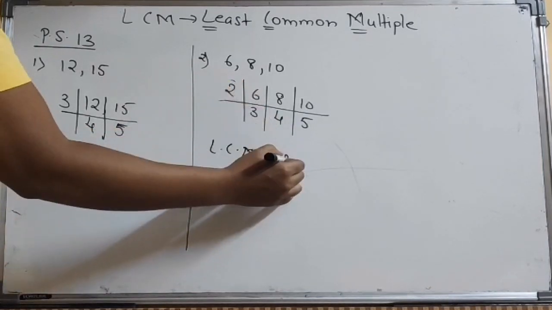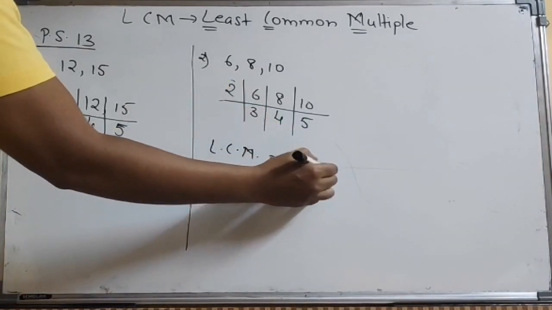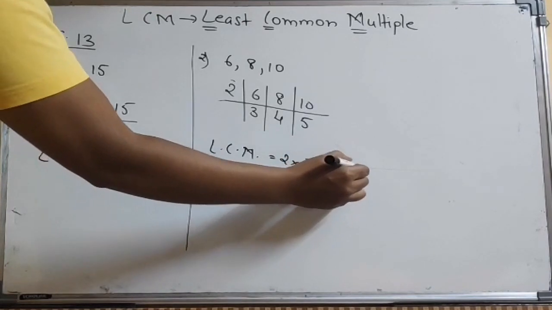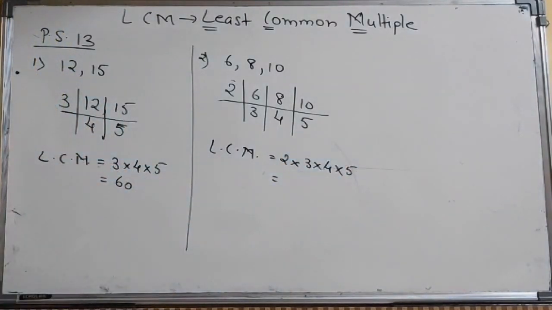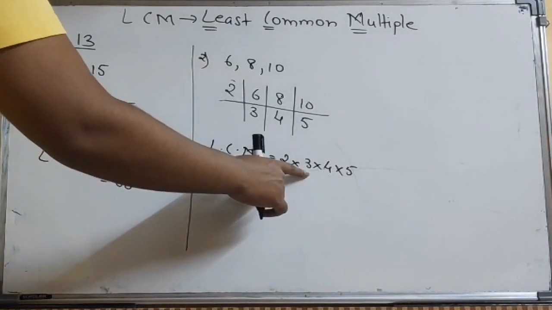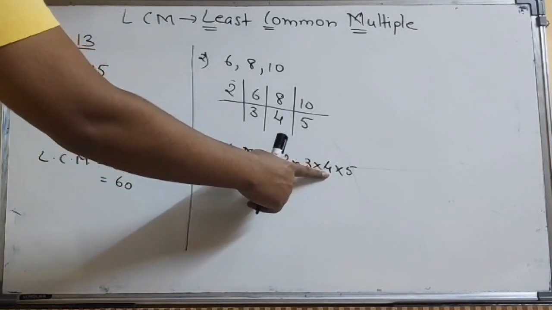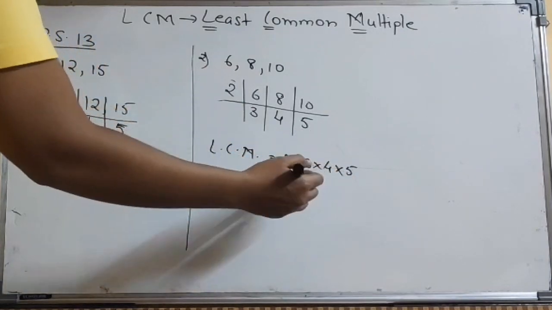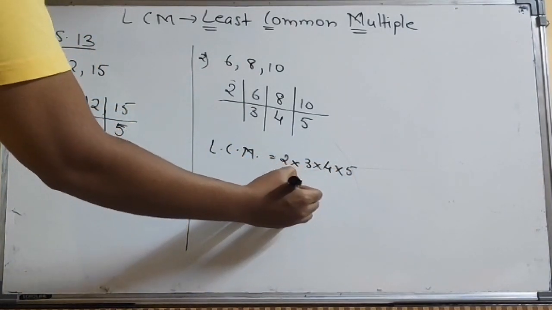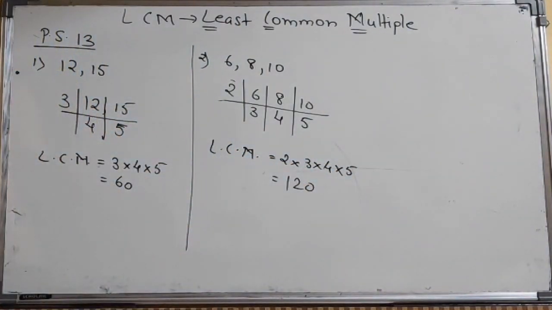2 multiplied by 3 multiplied by 4 multiplied by 5. So what is the answer you get? 2 3s are 6, 6 4s are 24 and 24 5s are 120. Getting it?